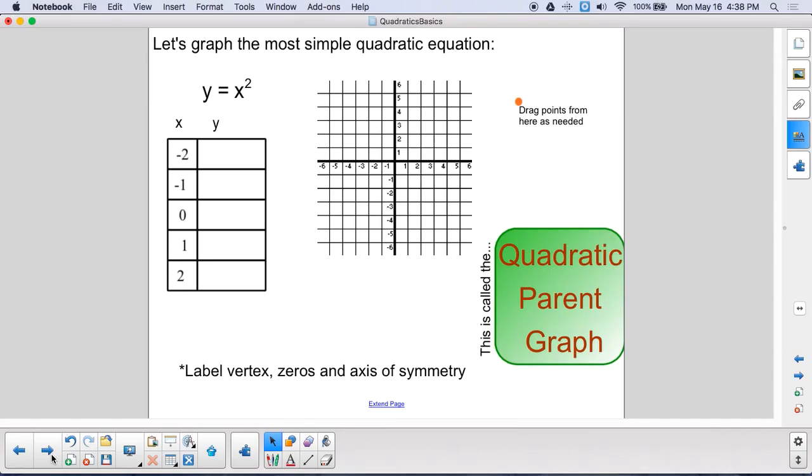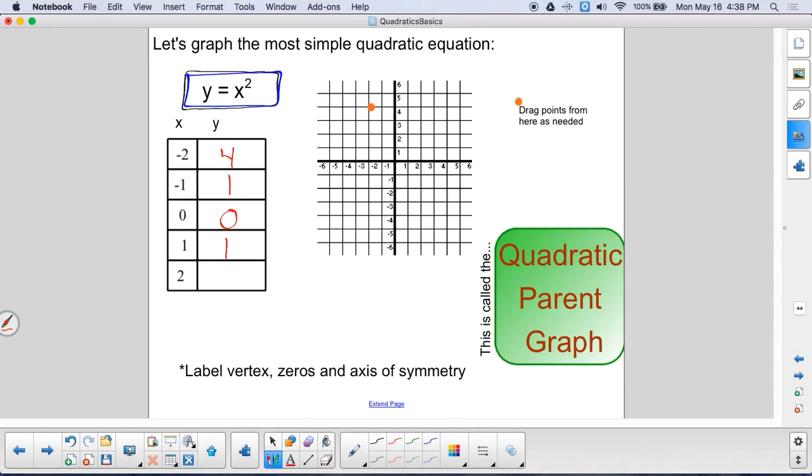To graph the most simple quadratic equation, y equals x squared, this is called the parent function. We've talked about this before. Make a table. To graph anything, make a table. So when I plug in -2, -2 squared is 4. I can graph that point. -1 squared is 1, 0 squared is 0, 1 squared is 1, 2 squared is 4. So we see that symmetry. We see where one side matches another, or mirrors the other.